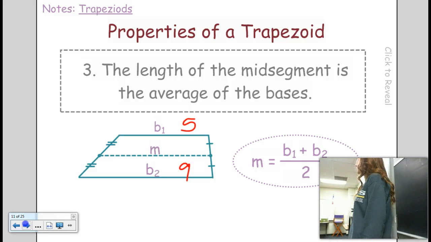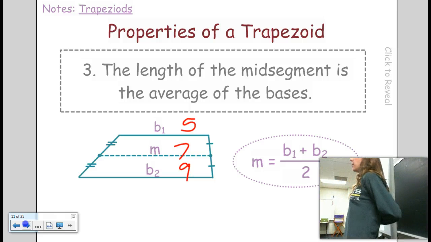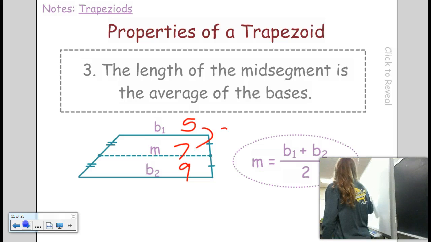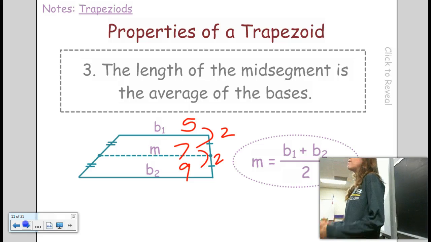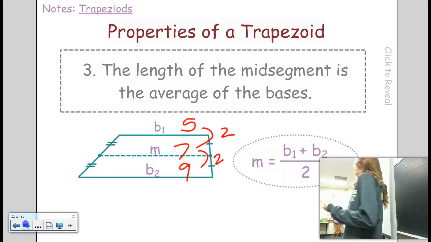5 plus 9, 14 divided by 2. Very good. That's all there is to it. How far apart are 5 and 7? 2 apart. So you jump from here to here, you jump 2. So how far do you jump from 7 to 9? You have 2. So 7 is right smack in the middle of 5 and 9. That's how a mid-segment works. That's easy. We like that.